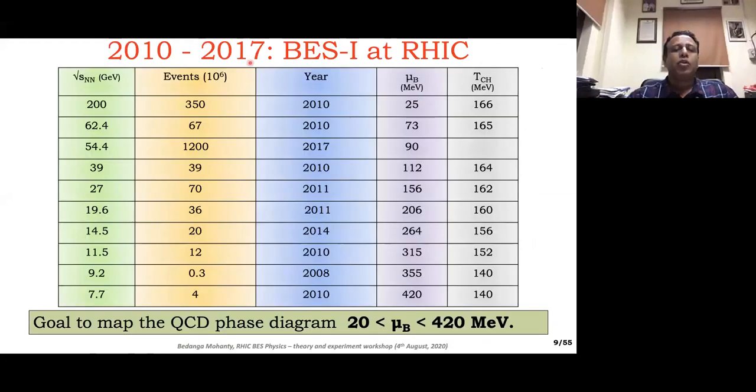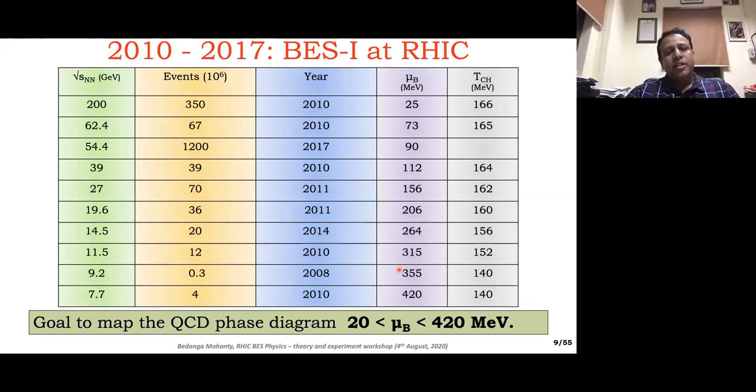Including the 9.2 GeV beam energy, there were 10 different energies. This column tells us the event statistics. This is the year, and we were able to study the system having mu B from 20 to 420 MeV. I think for a single experiment or facility spanning such a large mu B of the phase diagram, this was quite unique, and for the first time for heavy ion collisions at high energies.